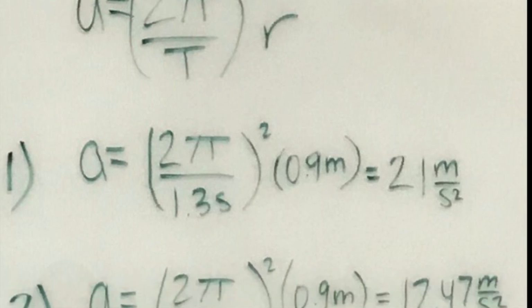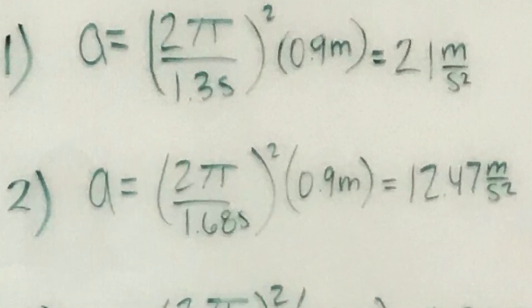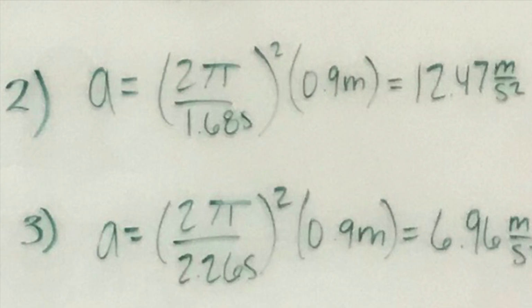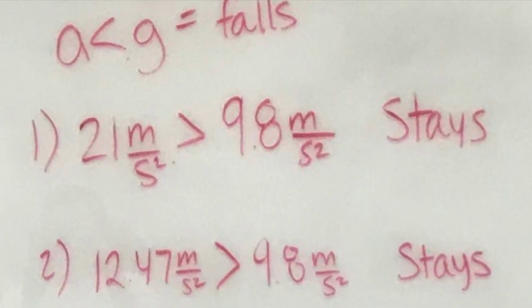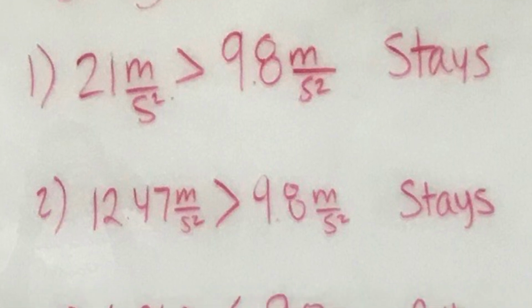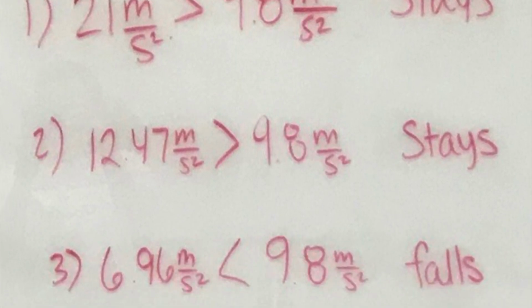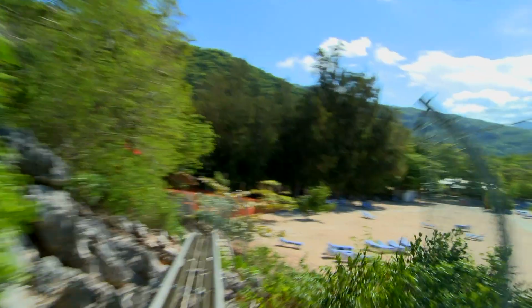The centripetal acceleration was also determined from the same 3 periods as seen here. And if the acceleration was less than the free fall acceleration, the water will fall out of the bucket, but if it is greater, it will stay in the bucket. It is concluded that an acceleration greater than free fall keeps the water in the bucket, but an acceleration less than free fall causes the water to spill out.